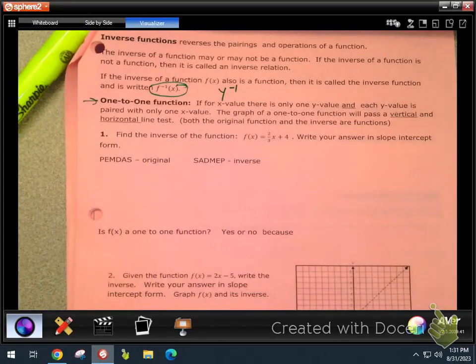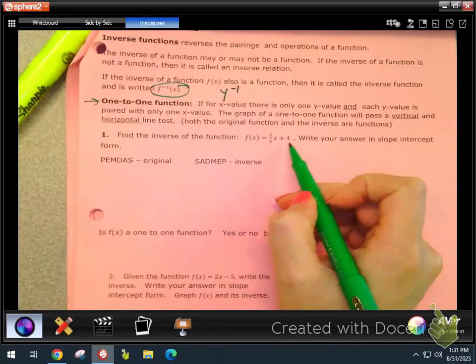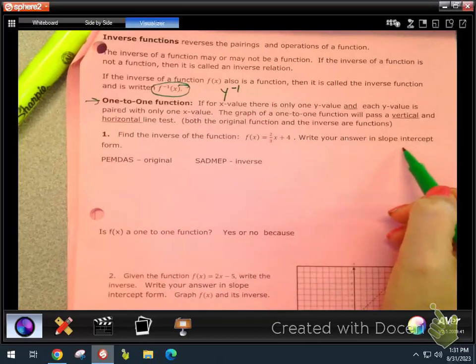We're going to be talking about inverses of linear functions today. We're just going to start there. We will build on this. Again, the second time we see it, we'll do other types of functions and their inverses. But for our intro, we're just going to do linear. So it says, find the inverse function of f of x equals 2/3 x plus 4. Write your answer in slope-intercept form.